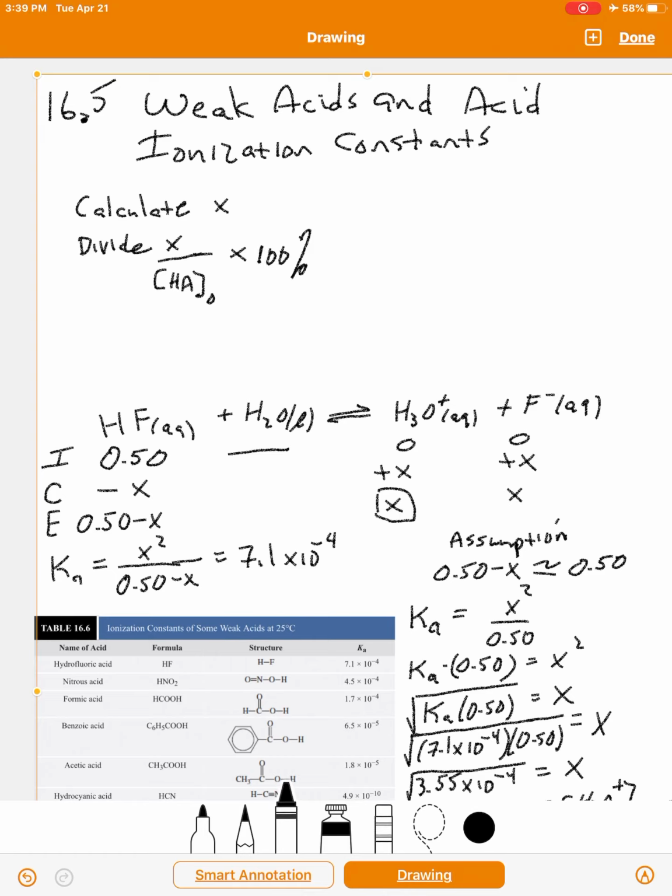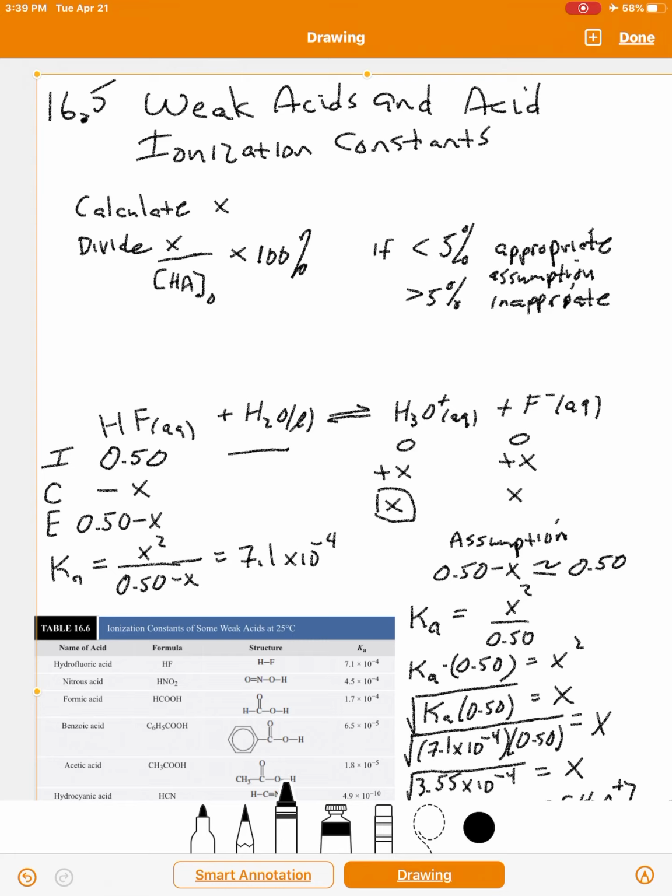Okay, and once you do that, if it's less than 5%, then it's an appropriate assumption. And if it's greater than 5%, it's inappropriate. So that means you would have to use the quadratic formula. Okay, so it really just comes down to that. Most of the time, it's a good assumption.